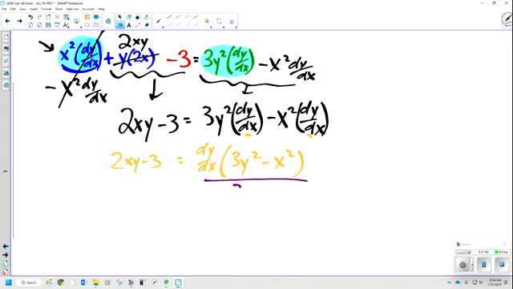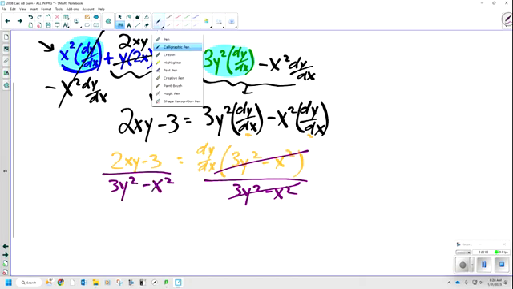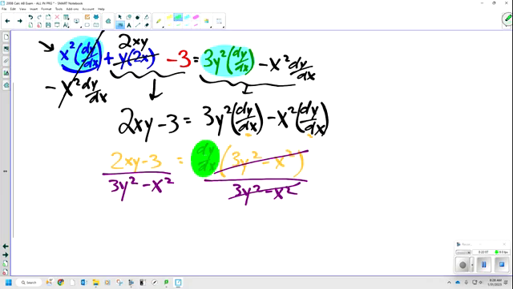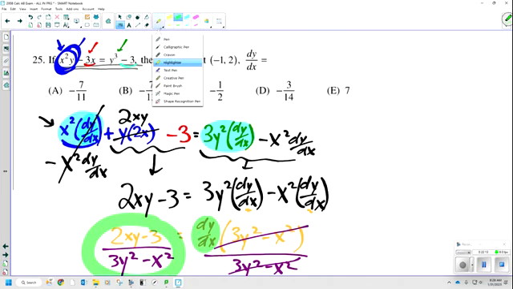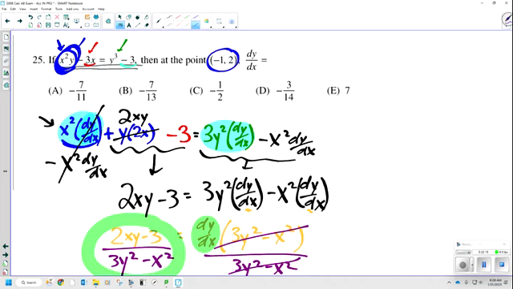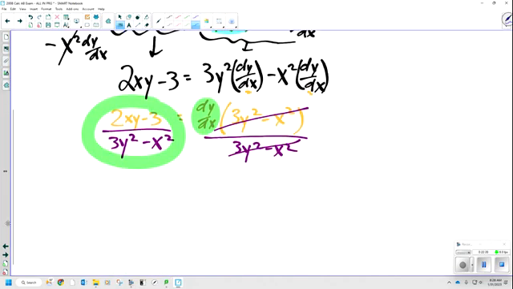Now let's divide both sides by 3y squared minus x squared. So now I have right here dy/dx equals this thing here. But I need a numeric value. And what do I want this at? I want this at the point (-1, 2), when x is -1 and y is 2.